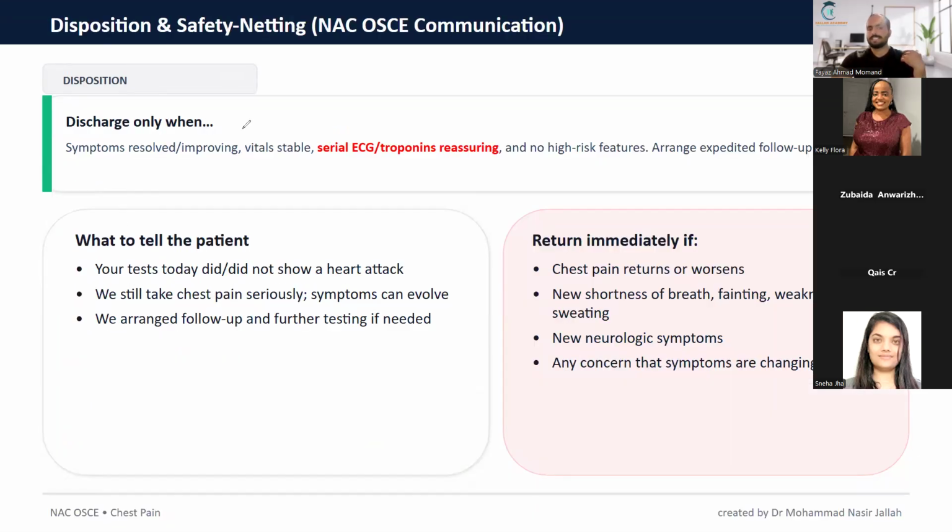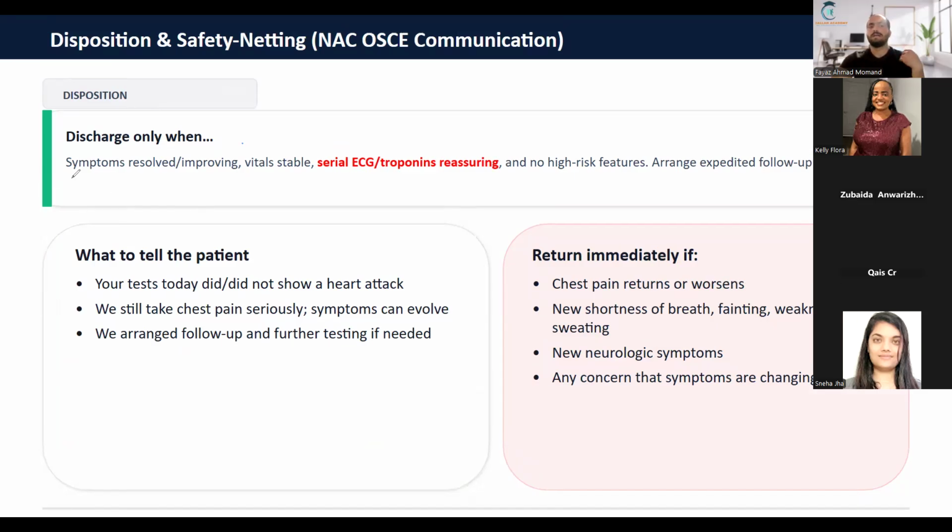Now, when do we discharge patients with chest pains? Their symptoms resolved or improving, vitals are stable, serial ECG and troponins are reassuring, and no high-risk features are present. So we can send the patient home and ask them to follow up with their family doctor, or do expedited follow-up with a cardiologist.